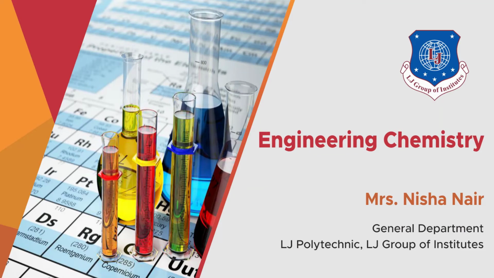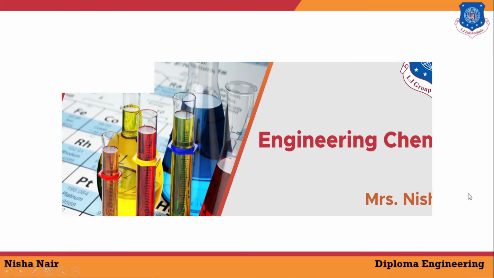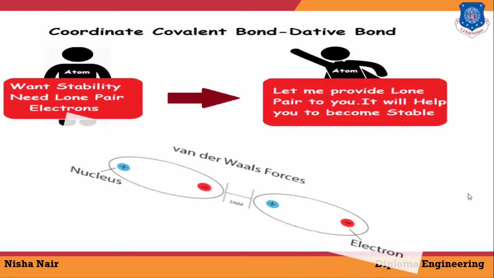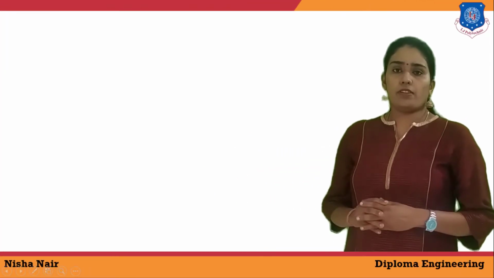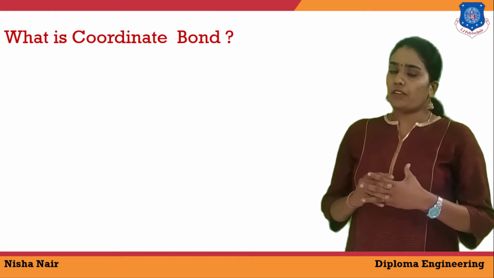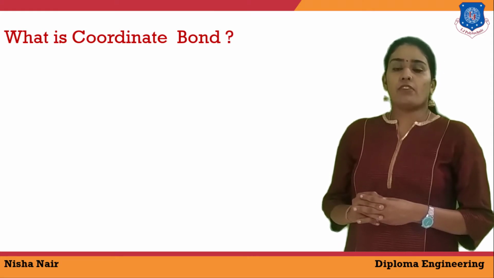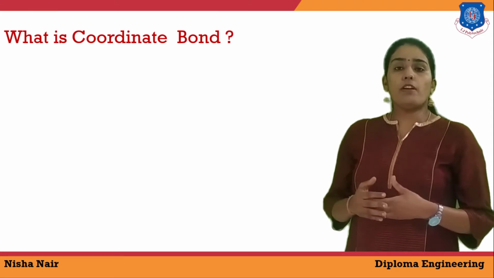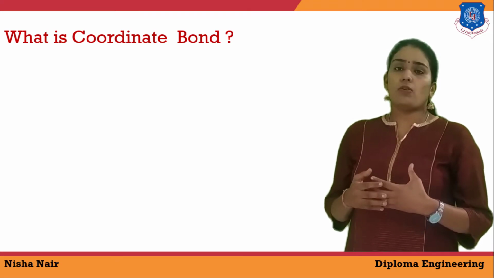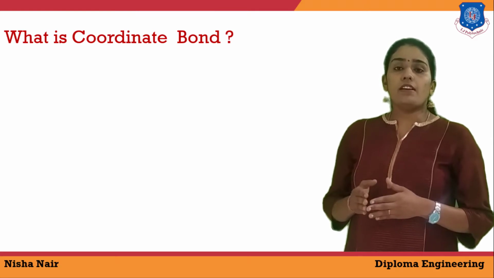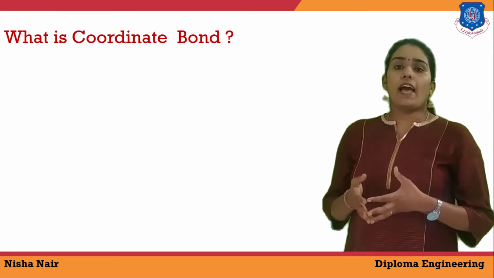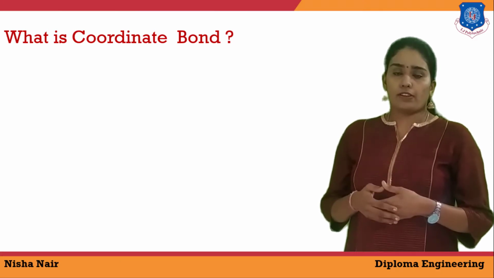In this video, we are going to learn another bond, which is the coordinate bond, and van der Waals force of attraction. What is a coordinate bond? It is just like a covalent bond, which we have learned in the previous lecture. What is a covalent bond then? Covalent bond means mutual sharing of electrons between two similar or dissimilar atoms. Mutual sharing means both atoms contribute an equal number of electrons.